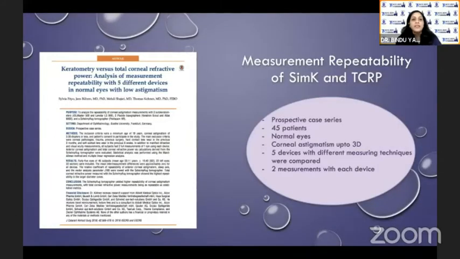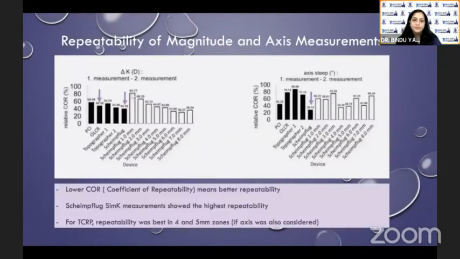This is one study which compares the K values measured by 5 different biometers and the Scheimpflug tomographer. It shows that Scheimpflug-based machines will always have the highest repeatability. The total corneal refractive power, which is the norm in today's time, is best used as the one we get at the 4 to 5 millimeter zone.